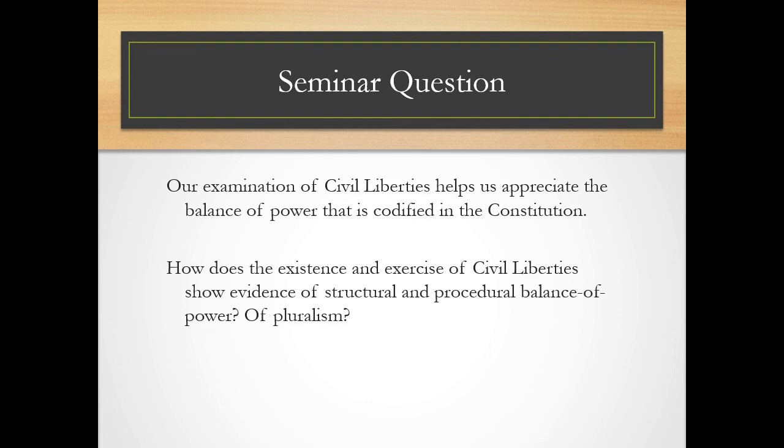The real question comes with, how does the existence and exercise of civil liberties show evidence of structural and procedural balance of power and of pluralism? And so we're looking for civil liberties, structural and procedural balance of power, and pluralism. In your thesis statement, I would expect to see all three elements, right? And if you can somehow throw in the idea of the social contract. Remember, I made such a big deal that the Constitution is the codification of the social contract. If you would be able to throw that into your thesis statement, boy, that would say volumes about how much you really appreciate what the Constitution is.